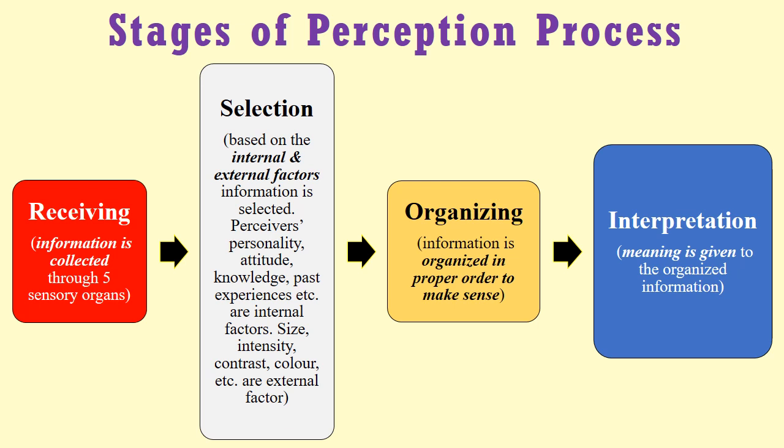The third stage is the organizing. In this stage, all the information received is organized in a proper order to make sense. And finally, after organizing the data, the interpretation stage comes. At this stage, a meaning is given to the received information. The meaning given is based upon the person's knowledge and his past experiences. So, this is all in the perception process.